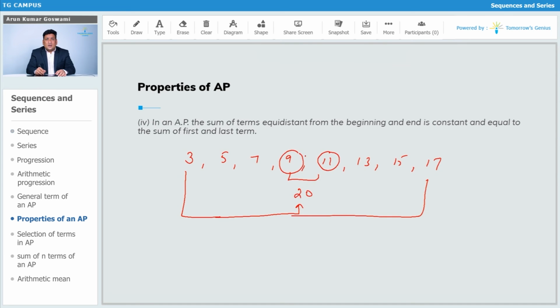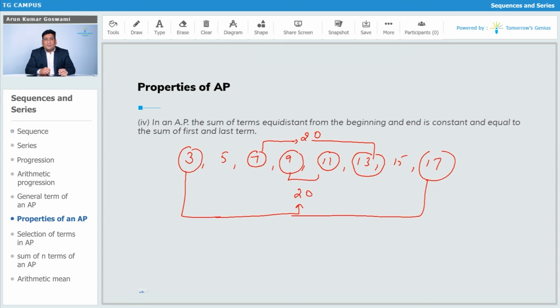Again repeating this part. For the terms equidistant from the beginning and end, you can choose any, as long as you take equal distance. Let's suppose I'm talking about 7. 7 is at the 3rd position from the beginning, and 13 is also at the 3rd position from the end. So the sum of 7 and 13 is 20, and again this is equal to the sum of the first and last term. The first is 3 and the last is 17, and 17 plus 3 is 20 again. So hope you understood this point.